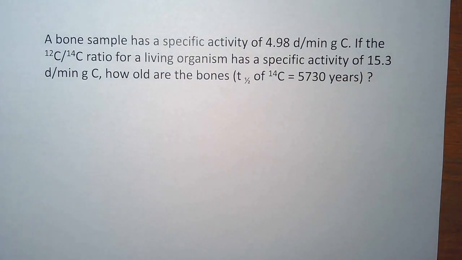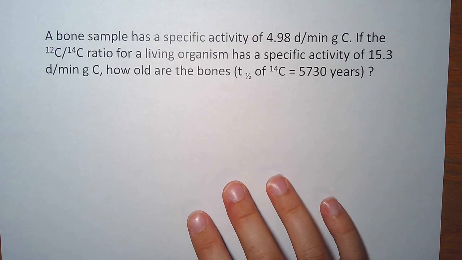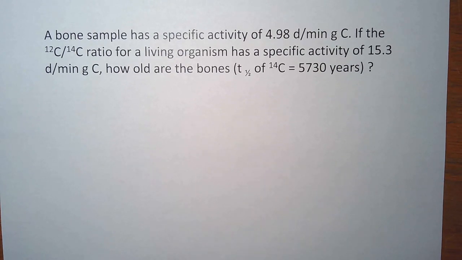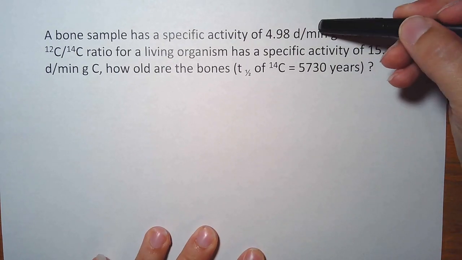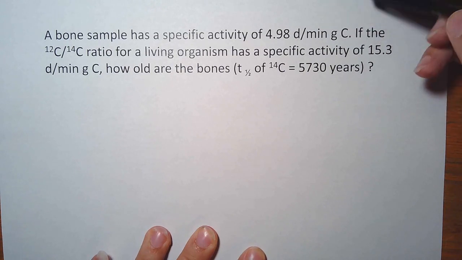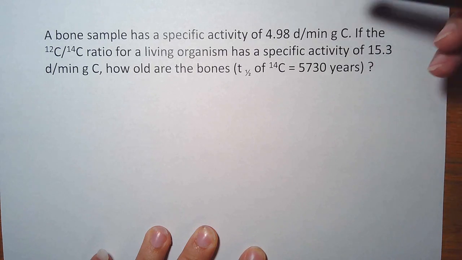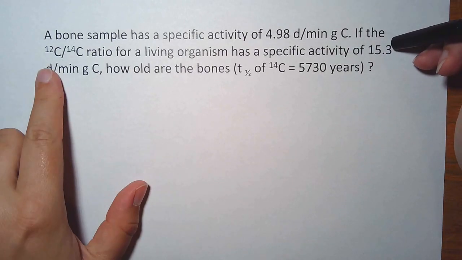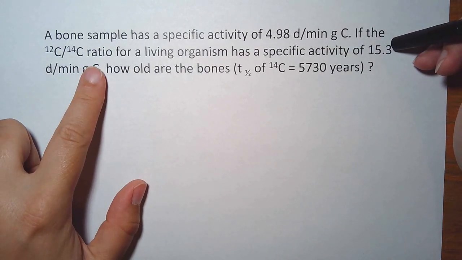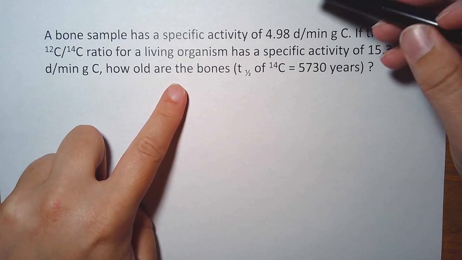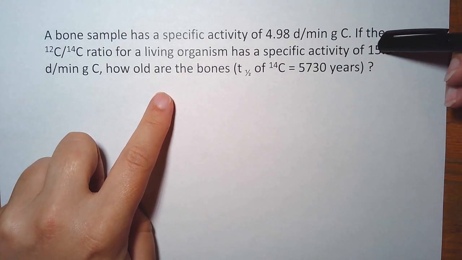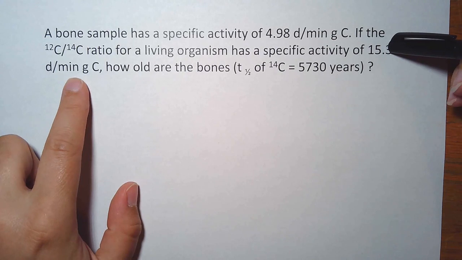Alright, we have a bone sample that has an activity of 4.98 disintegrations per minute per gram of carbon. This is just an activity unit. Don't let this bother you. If the carbon-12 to carbon-14 ratio for a living organism has a specific activity of 15.3 disintegrations per minute per gram carbon, how old is the bone?